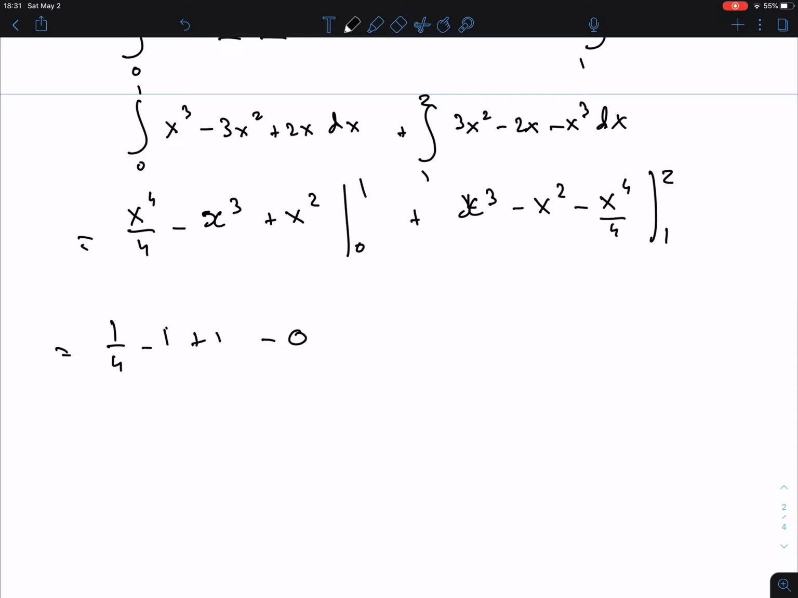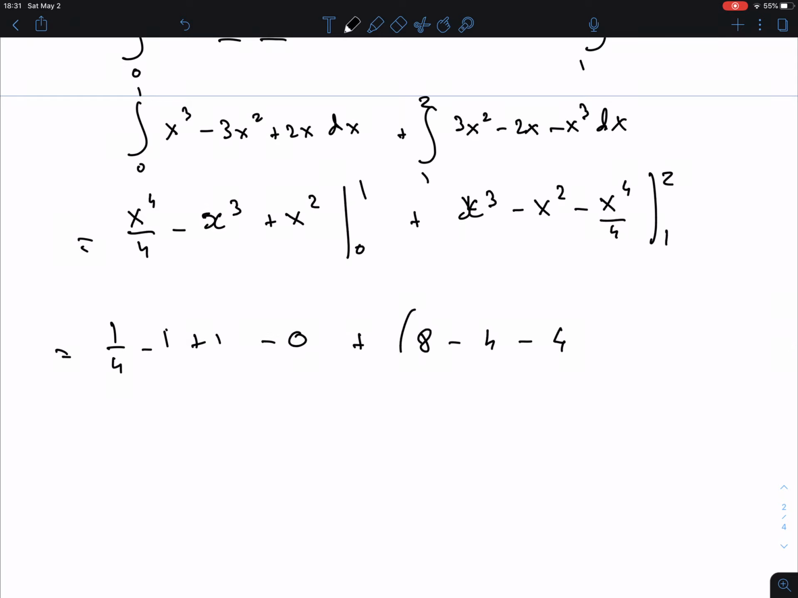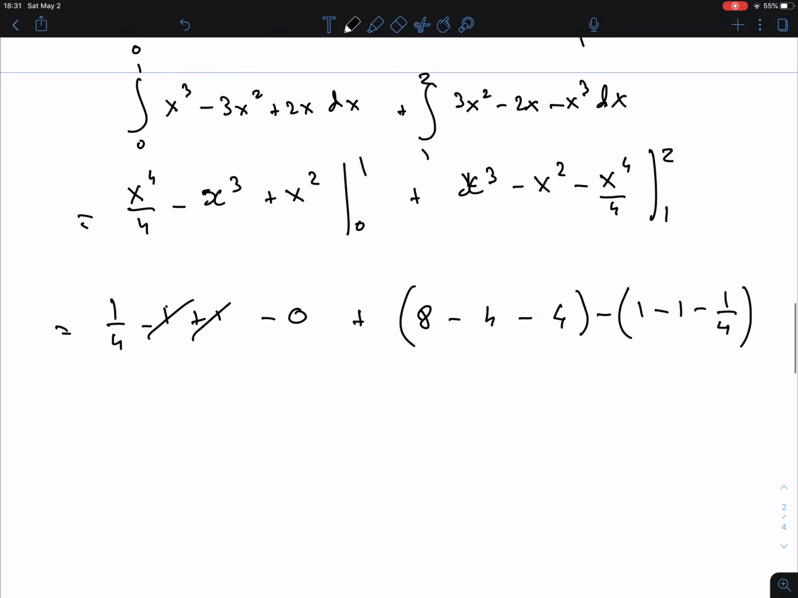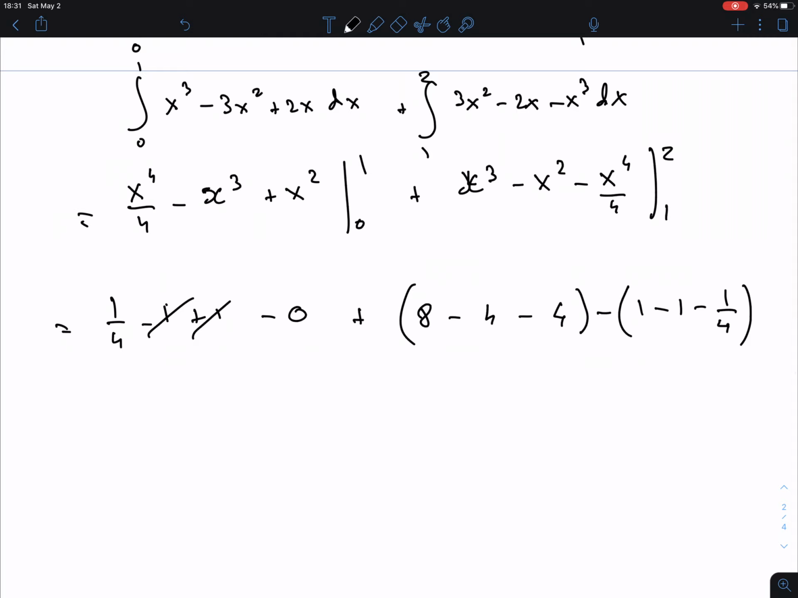Okay, minus 0, plus, and here we have 8 minus 4 minus 16 divided by 4 is 4, and now you also plug in 1 minus 1 minus 1/4. Okay, so let's see what we have. These two guys cancel, so the first one is 1/4, and this also cancels, and then we have this also cancels, also 1/4.